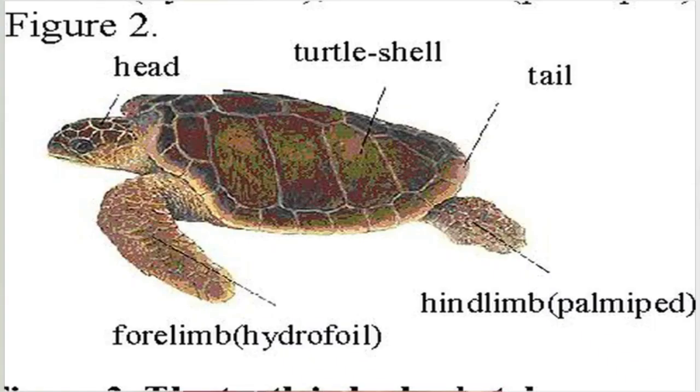And limbs we can see in turtles. Turtles have limbs. What do you mean by limbs? Limbs means the arms and legs. So using the limbs, turtles also can swim. So my dear children, the first adaptation of aquatic animals: most of the aquatic animals have limbs or fins. Using the limbs or fins, they can swim in water.